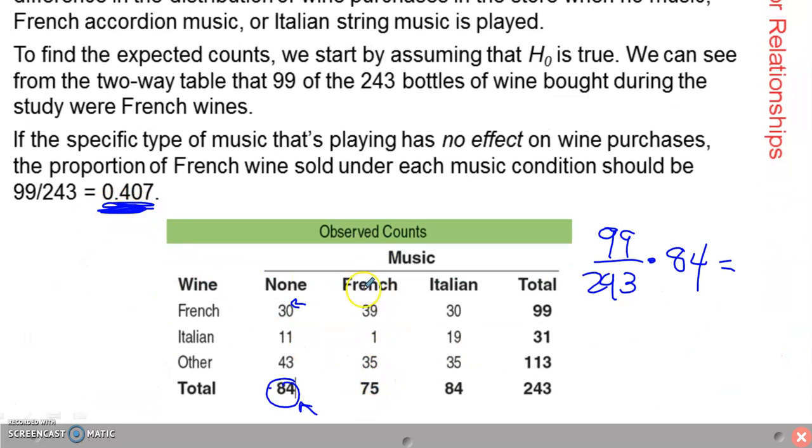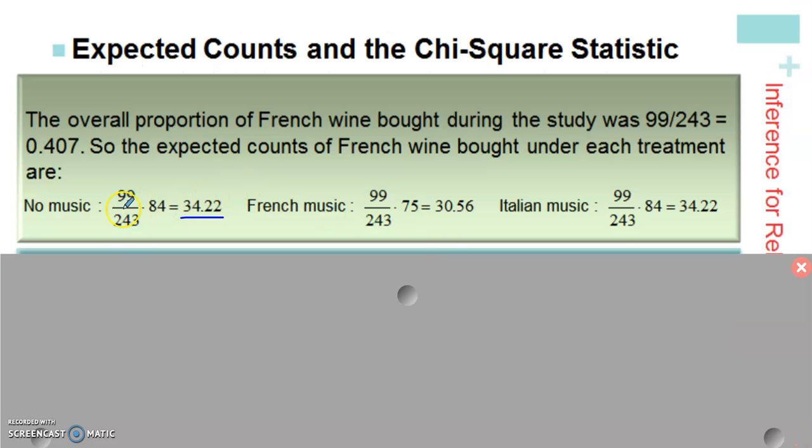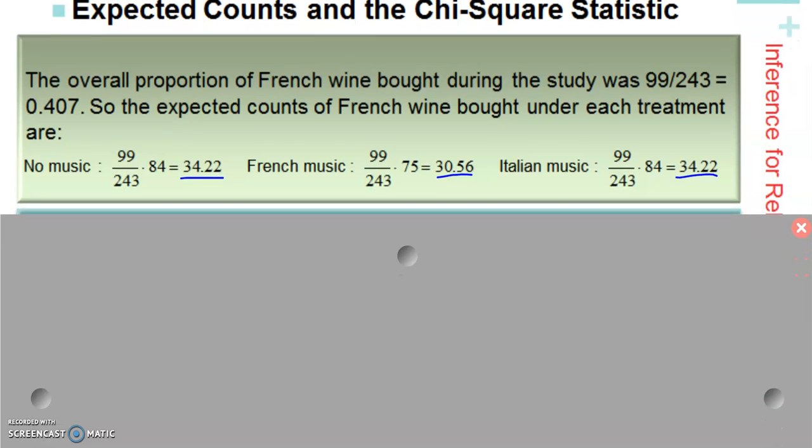And then again, when French music is being played, I expect to sell this percent of wine. So I expect to sell this amount of French wine no matter what music's played. I do that percent of this total to get this expected value, and then that percent of this total to get this expected value. So I use that same fraction times each of those totals to get these expected counts right there.